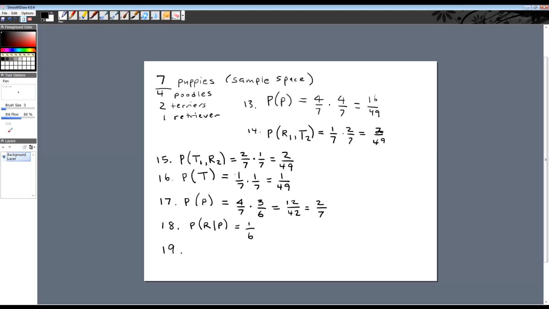I'm sorry, that was number 19. Number 18 is Aaron selects a terrier. Probability of Aaron selecting a terrier given Rebecca selects a poodle. So again, there are 2 terriers. If she's already selected a poodle, that puts the sample space down to 6. There are 2 terriers left, and we get 1 out of 3.